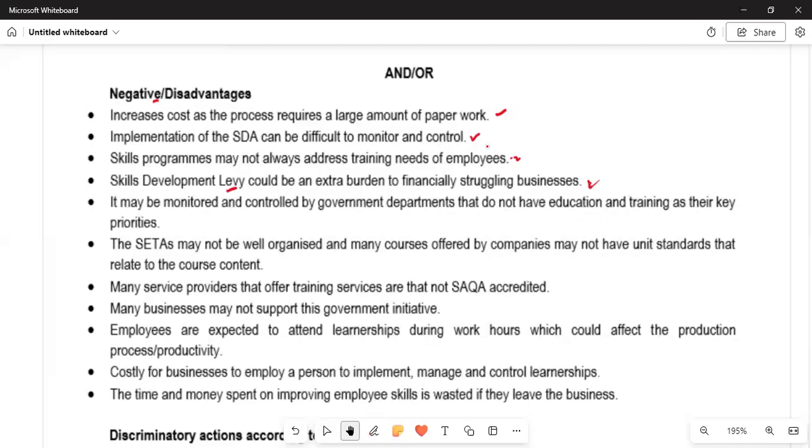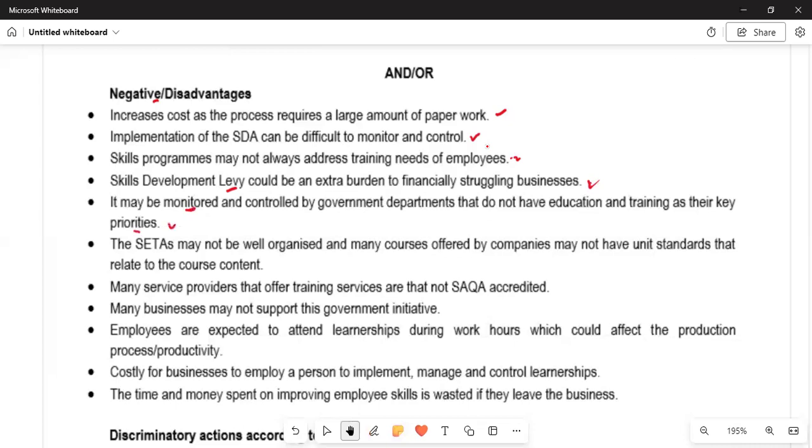It may be monitored and controlled by government departments that do not have education and training as their key priorities. Those people in the government who are given the responsibility to monitor and control this do not see training as their key priority. So that will make a problem when we are trying to make this act effective.